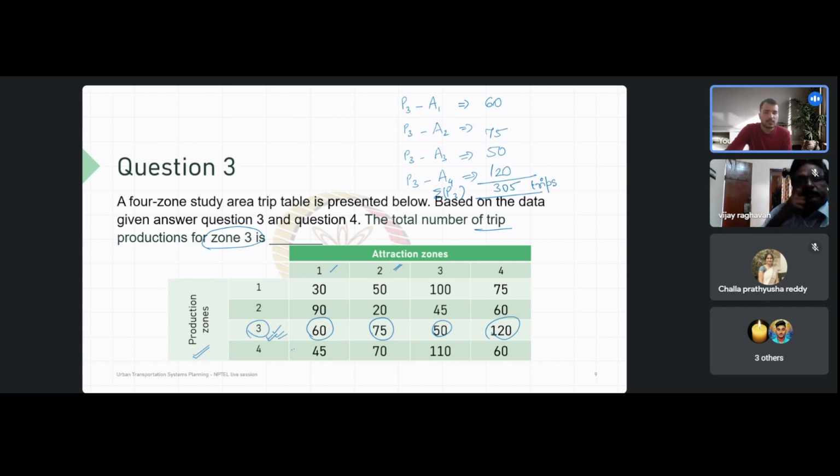A simple way to do this is when we want to find the productions for a zone, we'll simply take that zone, zone 3, and add all the elements in that row. I'll just write it here. Summation of the row elements for, let's say, the ith row will give the production for the ith zone. Since we have four rows and four zones, if we want to find the production for the third zone, we'll just add the third row elements together and that will give us the production. So is this clear?